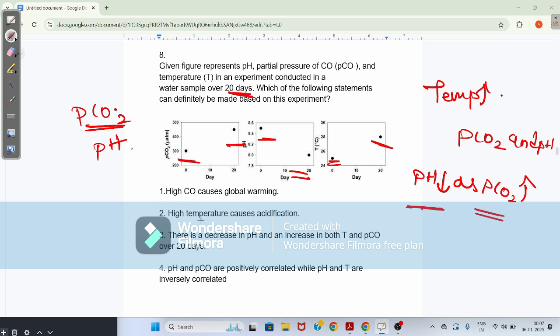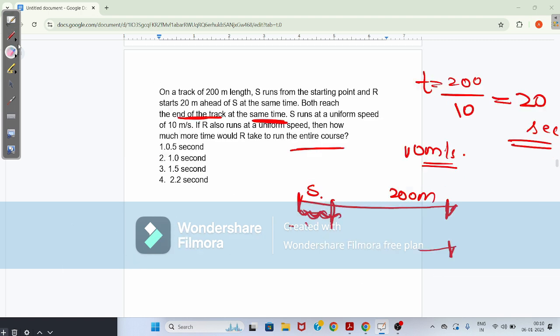So the correct option is that there is a decrease of pH and an increase in both temperature and PCO2 over the 20 days, because the relation between the PCO2 value and the pH value is inversely proportional. So when one decreases, the other increases. So option 3 is the correct option here.